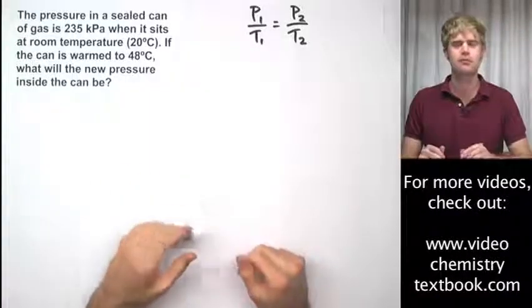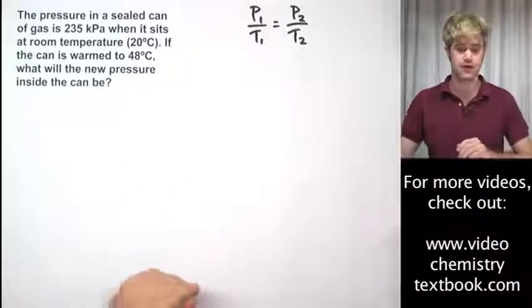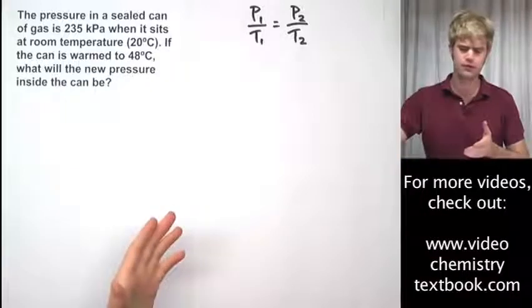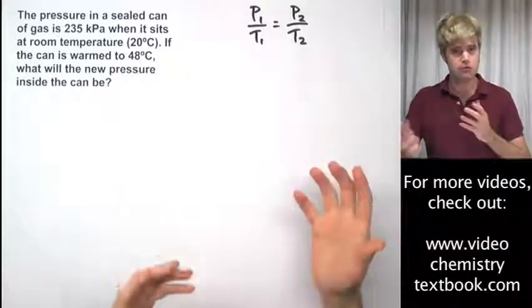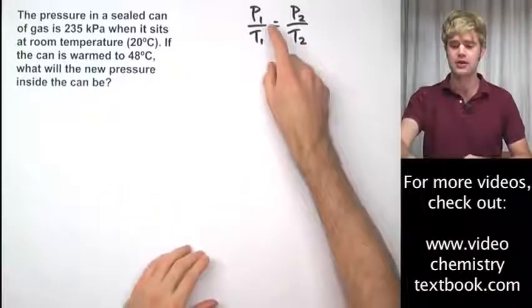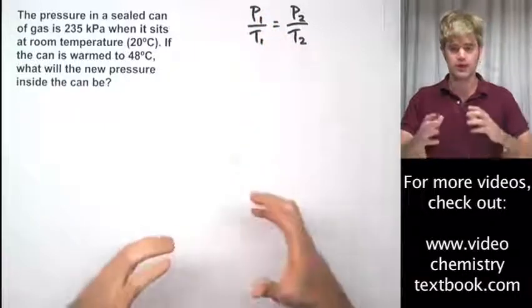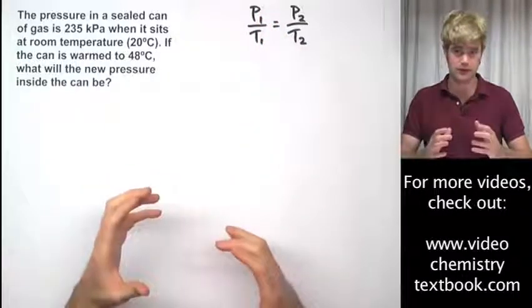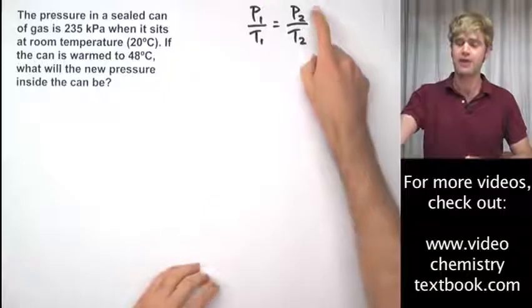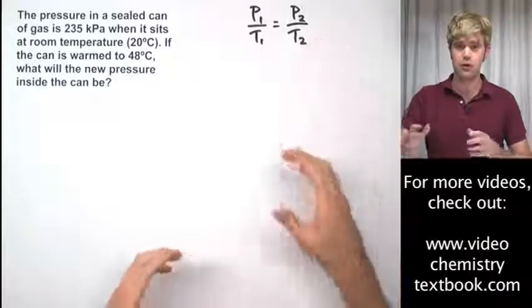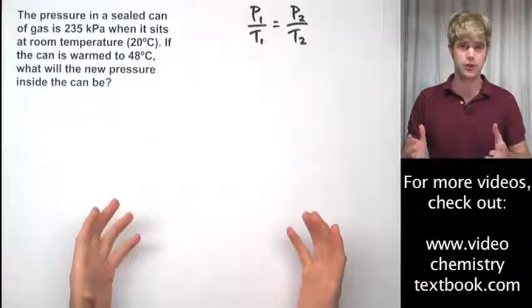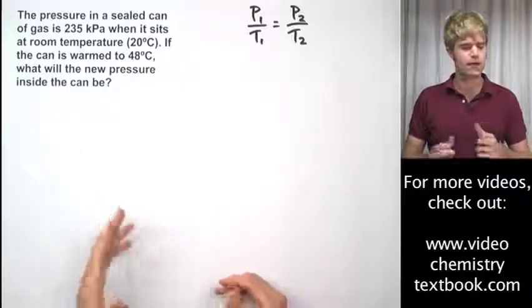Okay, so let's do a bunch of practice problems with Gay-Lussac's law. Just to review, the law is written like this. It assumes that some sort of change has taken place. So we have P1 and T1, which are the initial pressures and temperature of the gases. Then a change occurs, and then we have P2 and T2, which are the pressure and the temperature after this change.